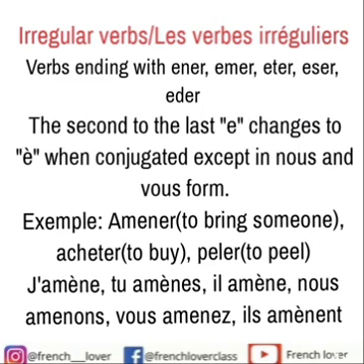So any verb at all that has E before a consonant and then ER, ENER, ETER, ESER, EDER, EMER, get my point? The second to the last E carries a grave accent, accent grave. Except in front of nous and vous, you remove the accent. And also, even if the E already had another accent, that's accent aigu, the other one, you will sometimes see verbs like that. There's no problem. Change that accent to an accent grave.